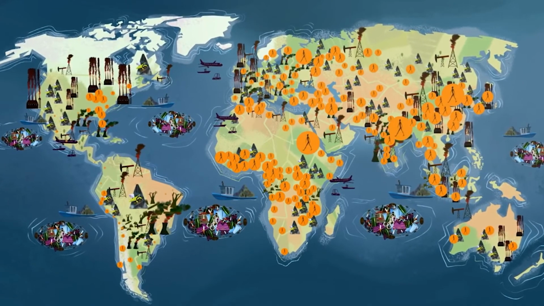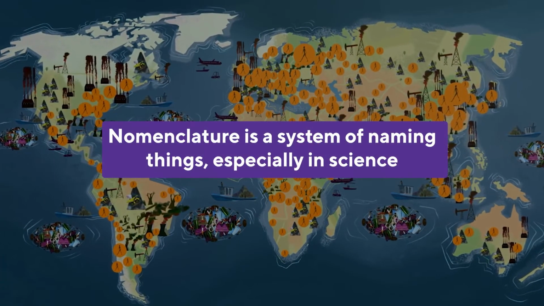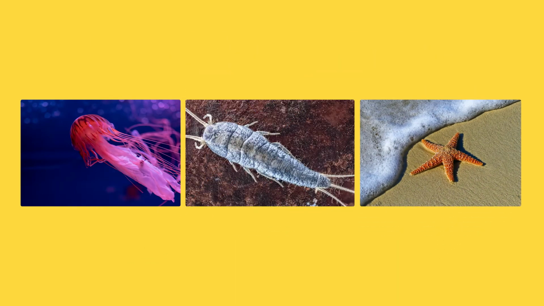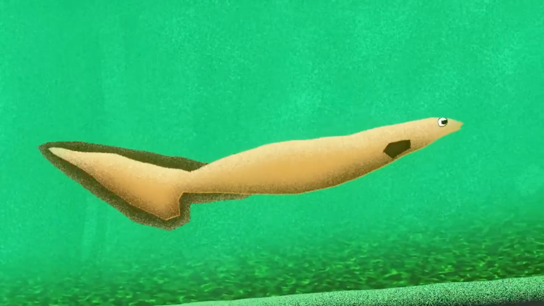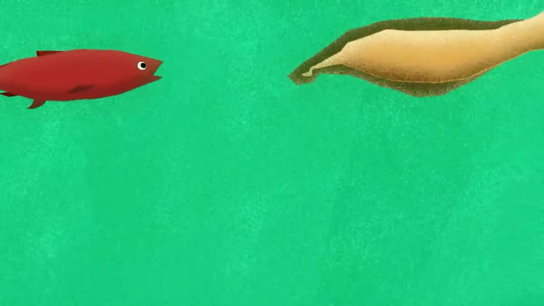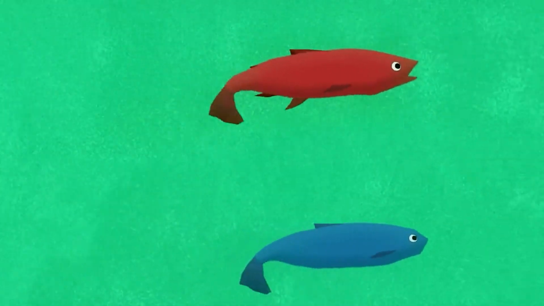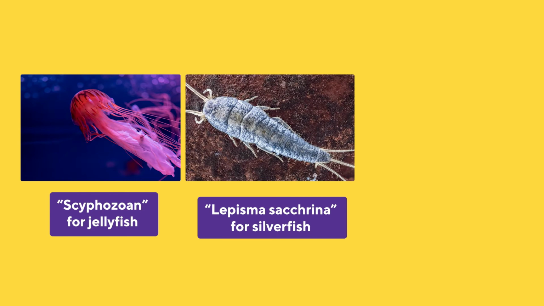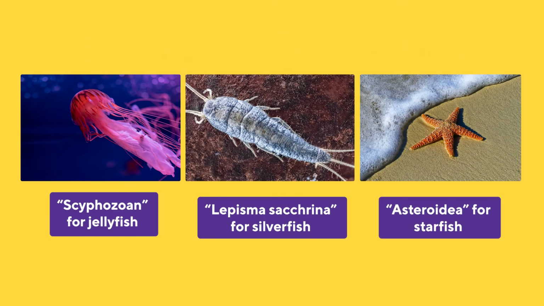Or you can say nomenclature is a system of naming things, especially in science. Here is another example to demonstrate the point. Jellyfish, silverfish, and starfish are not true fishes, but we still refer to them as fish, which is confusing. To escape this confusion, scientific names are made representing a particular organism in every part of the world, like Scyphozoa for jellyfish, Lepisma saccharina for silverfish, and Asteroidea for starfish. According to their scientific names, they now represent different organisms, which is accepted in every part of the world.